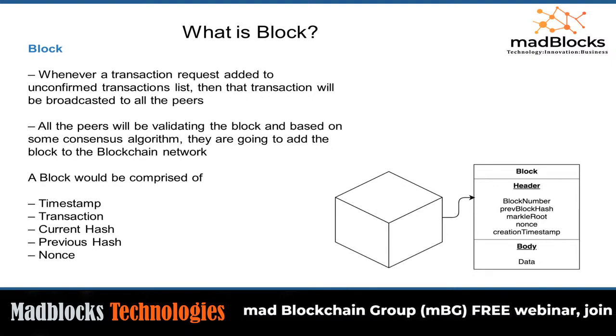So what will the block be holding? Timestamp: at what time this was created. Transaction details: what is the data? It can be a document or a piece of data, so it all depends on the application context. And what is the current hash? When you have data, then obviously a hash will be generated. And the previous hash, the hash of the previous block. And the nonce. All this will be appended to the block, and that block will be appended to the chain.